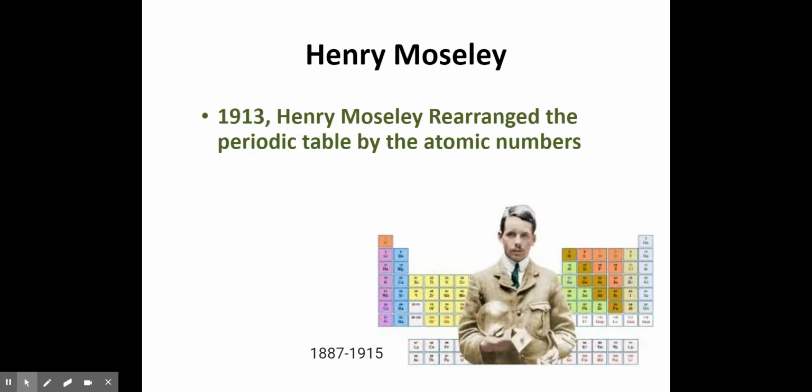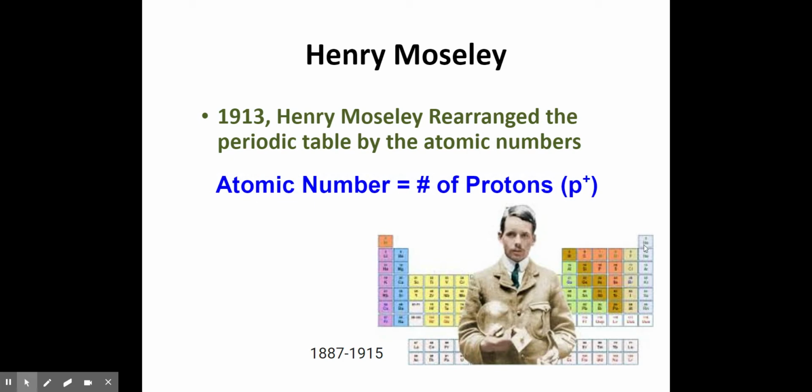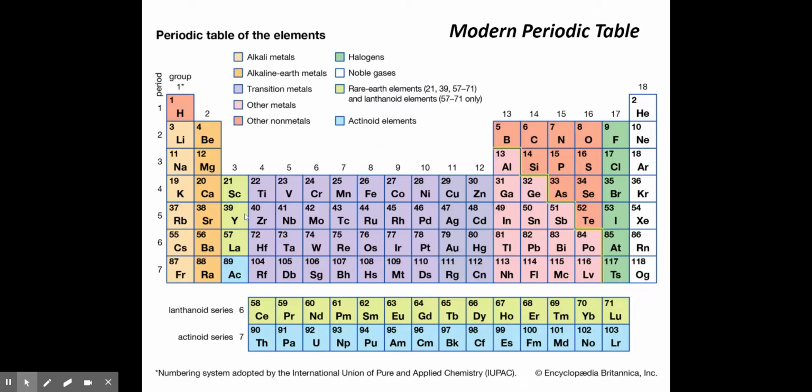Then along comes Henry Moseley. In 1913, Henry Moseley rearranged the periodic table by atomic numbers. And remember, atomic number is the number of protons in the atom. He noticed that the number of protons gave you specific properties, so the number of protons was actually the key in identifying the atom. So when he did that, we numbered them 1, 2, 3, 4, and we end up with this big gap, if you will, here. And we notice that there's other elements.